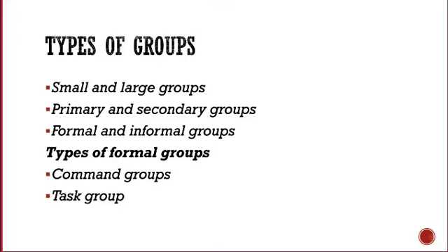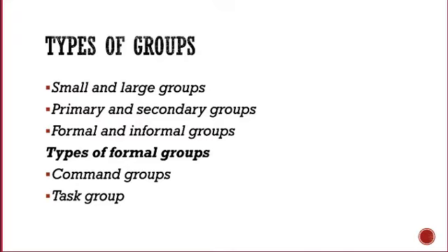Now there are two types of formal groups as well. One is the command group. Command group is where there is some kind of hierarchy. Due to that hierarchy, that group is created, right? So there is proper hierarchy in it. There is at the top, you can say, a departmental head. Then under that there are persons, and under that there are workers and salespersons. So there is hierarchy there. So that is a command group, right? Which is based on certain hierarchies.